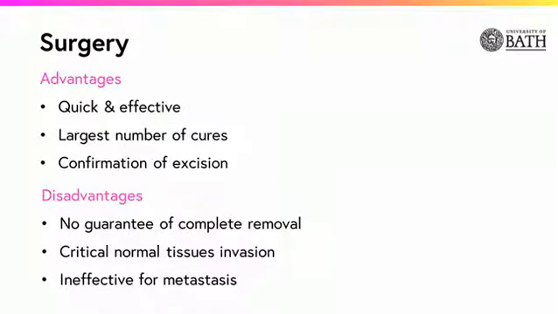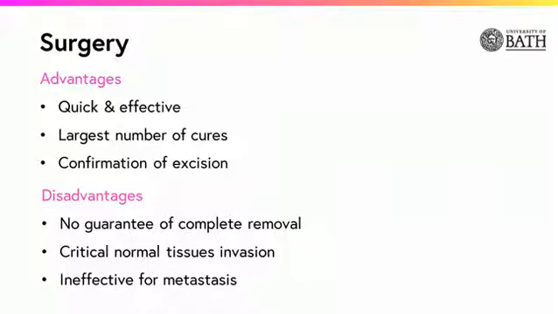So surgery is still the first point of treatment for most solid tumors, and there are advantages and disadvantages for surgery. The advantages are that it's quick and effective. It still accounts for the largest number of cures that we see for cancer. And also at the end, pathological sections are done to confirm that the tumor has been excised completely.